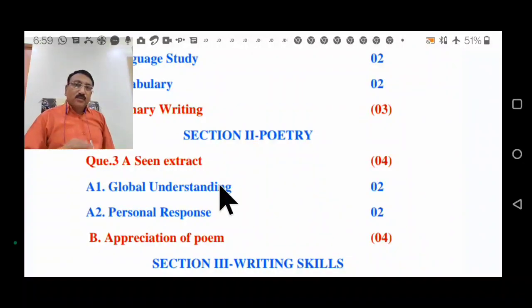Secondly, in the point focusing elements or specialities in the poem, the student may mention the pair of rhyming words or the rhyme scheme used by the poet in the given poem. So this is what the examiners expect in this point, focusing elements in the poem.